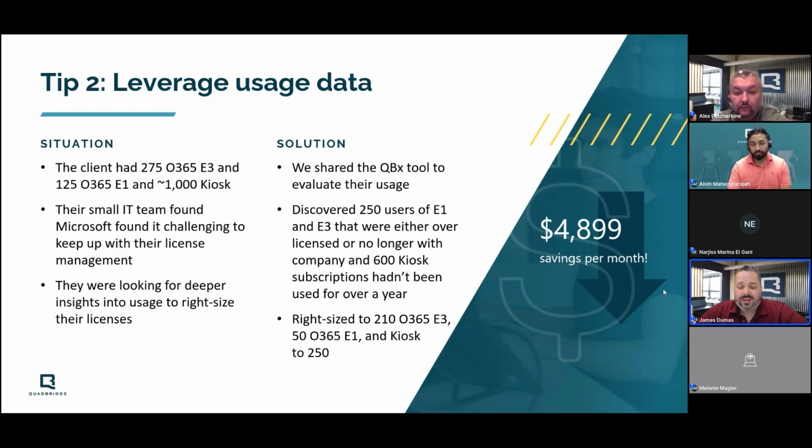We discovered that they were not using those licenses they were paying for. They were using 250 of the E1s and E3s, and they didn't need those 600 extra kiosk licenses. So they actually right-sized their environment down to 210 E3s, 50 E1s, and 250 kiosks, which saves them almost $5,000 a month. So significant savings. Obviously, we can compete on price on CSP, but where you're going to save money on CSP is right sizing.